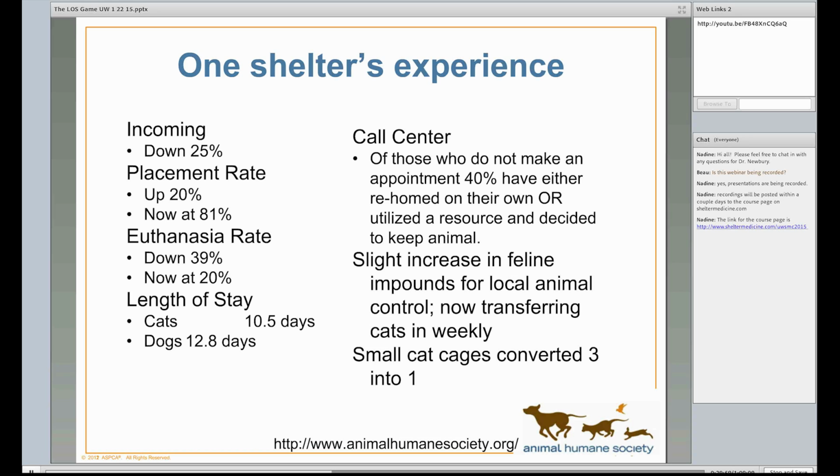There was a very slight increase in feline impounds for local animal control, but now, because everything is flowing so much more smoothly through their shelter, they're actually able to transfer cats from animal control on a weekly basis. They had very small stainless steel cat cages that was just one box per cat, and they were able to actually connect 3 of them. So now each cat gets 3 cages to themselves, and that's because of these reductions in length of stay.